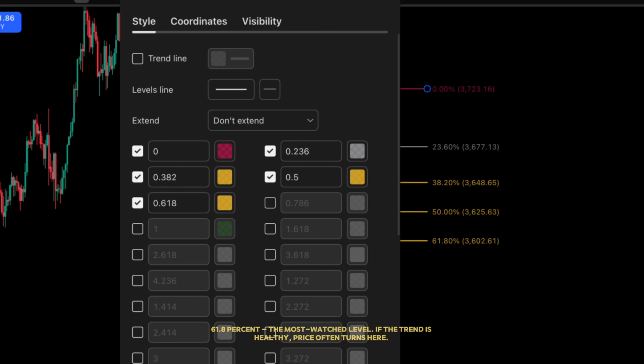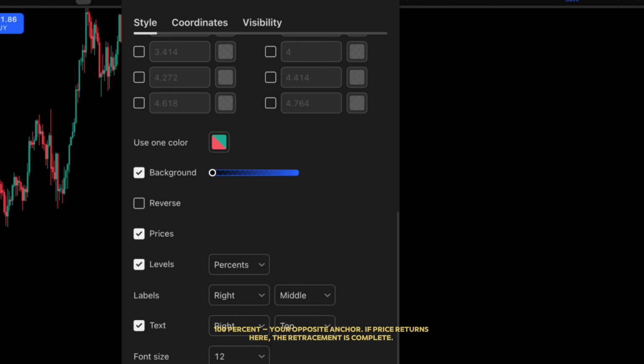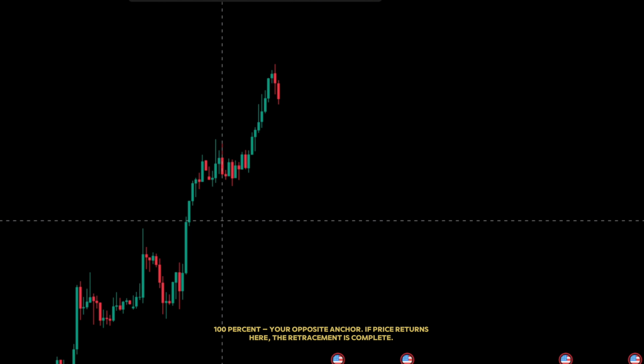61.8%, the most watched level. If the trend is healthy, price often turns here. 78.6%, this level signals a deep pullback. 100%, your opposite anchor. If price returns here, the retracement is complete.